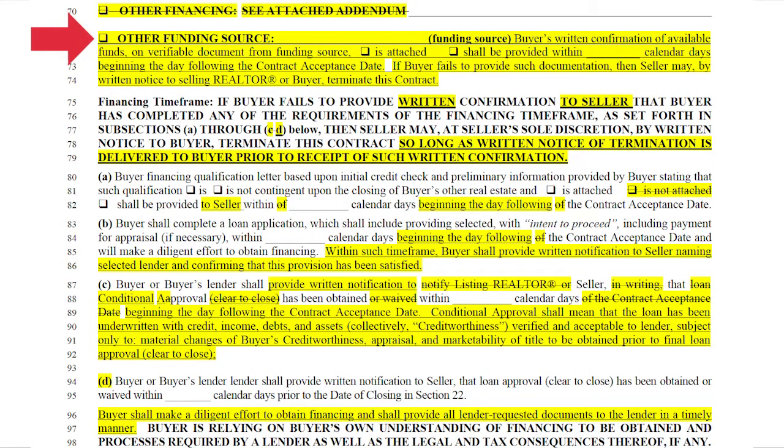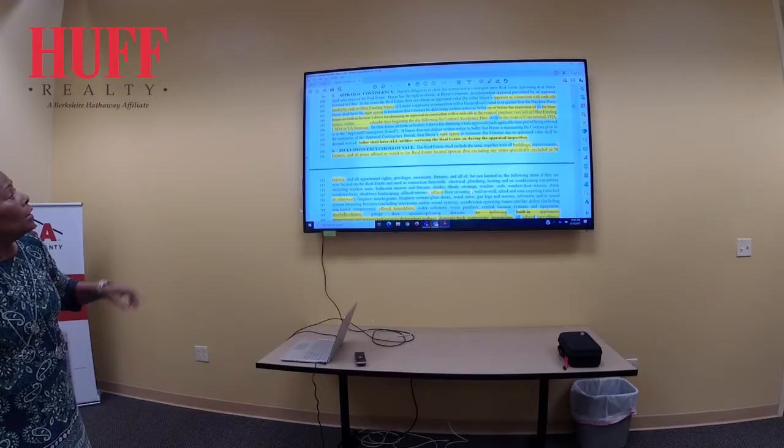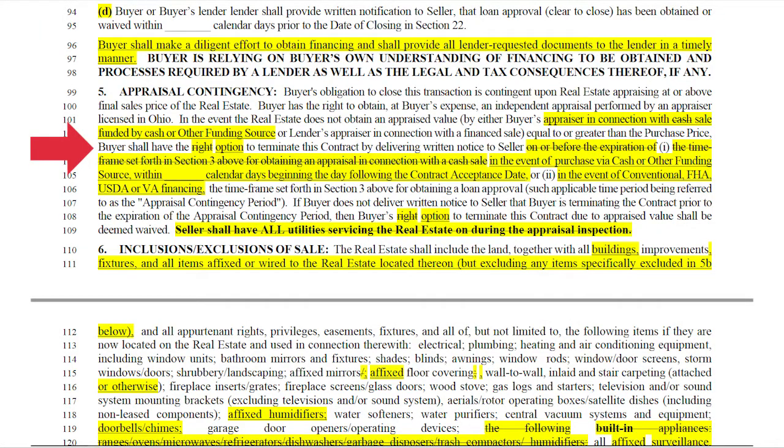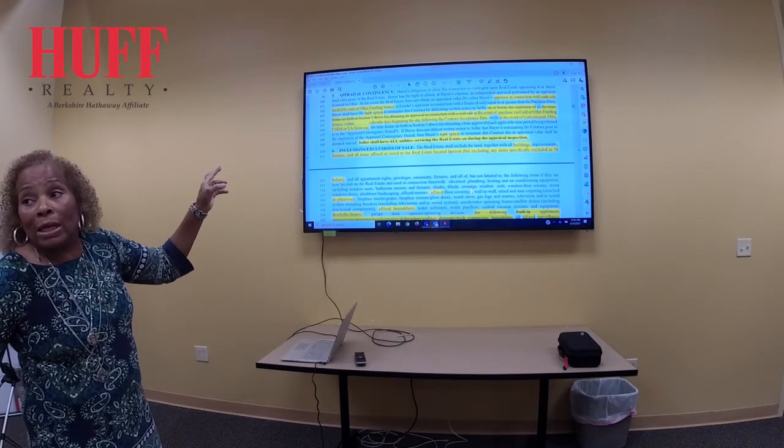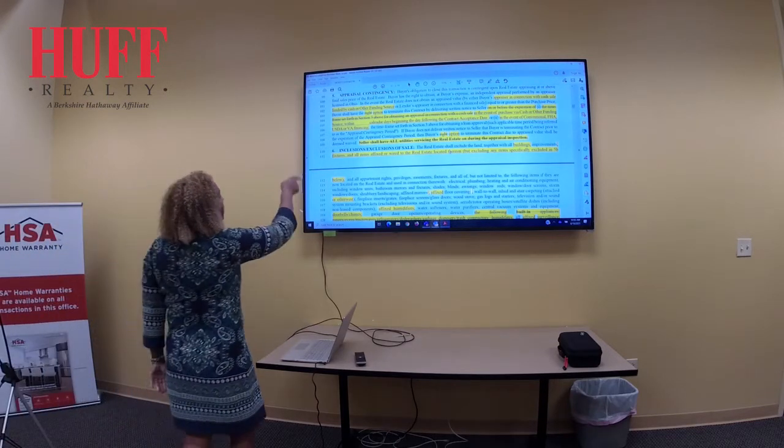The financing contingency does have a box that you can check for other funding source. So if the money's coming from some other place, make sure that those are consistent there. It says buyer shall have the option to terminate the contract by delivering written notice to the seller, and they've stricken 'on or before the expiration time frame,' in the event the purchase is by cash or other funding source within blank calendar days beginning the day following the contract. So again, another hard deadline. They're only going to be able to terminate based on how many days you put in here.